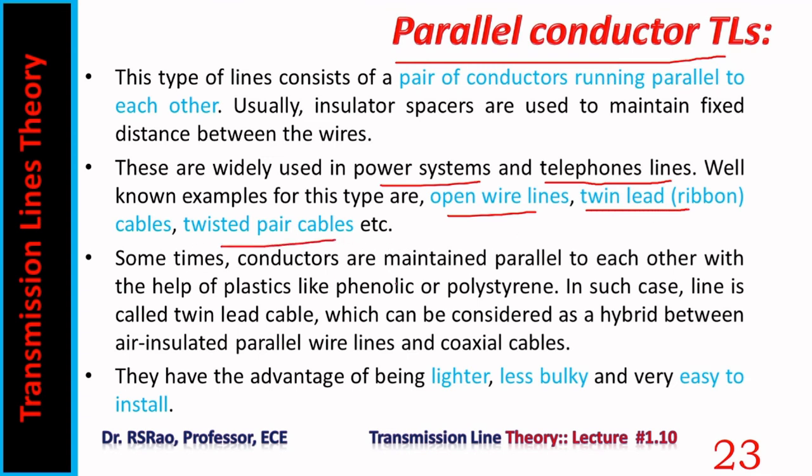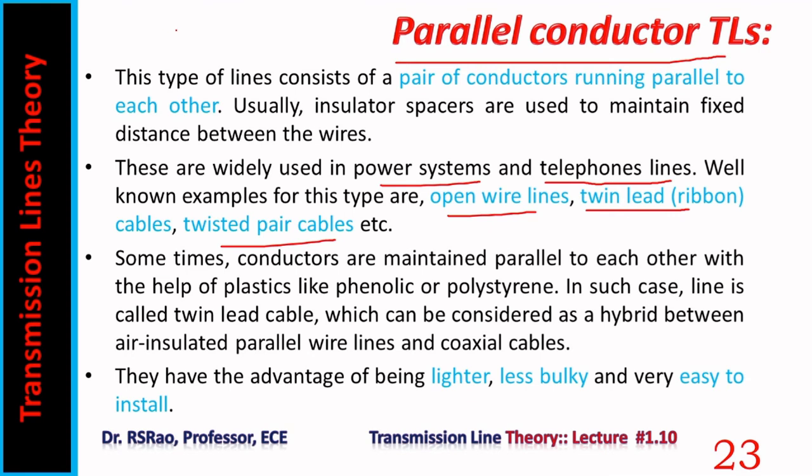Sometimes conductors are maintained parallel to each other with the help of plastics like phenolic or polystyrene. In such a case, the line is called twin lead cable, which can be considered as a hybrid between air insulated parallel wire lines and coaxial cables. They have the advantage of being lighter, less bulky, and very easy to install.